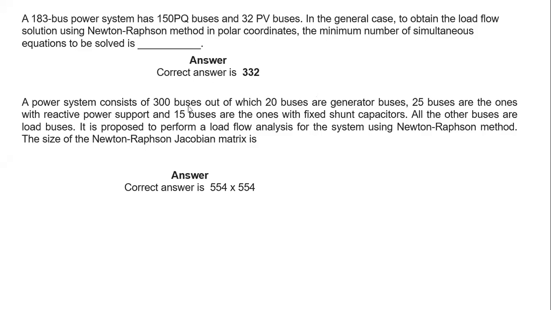How many PQ buses are there here? They said 15 buses are with fixed shunt capacitors, which are nothing but PQ buses. Okay, PQ buses are 15. Now you see, 2n minus 1 minus m is the order of Jacobian, isn't it? The order of Jacobian, which I have given. You see, check that one.